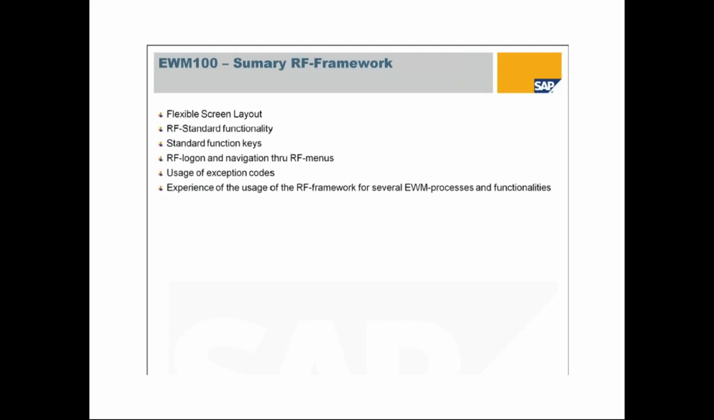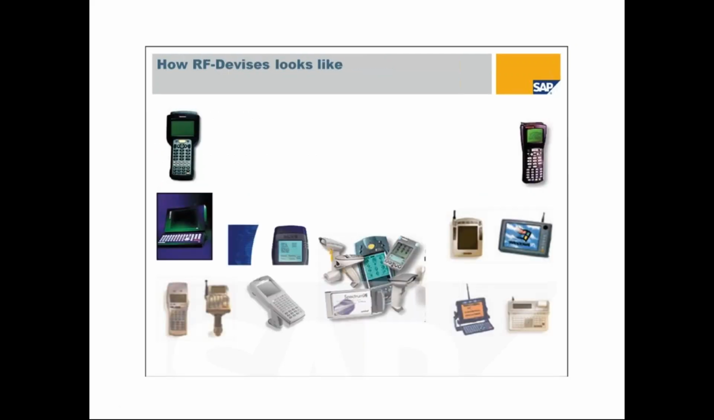Next, experience of using the RF framework for several EWM processes and functionalities. Inbuilt functionalities, a lot of things are there. They can fulfill the business requirements. This is the high level summary of the RF framework. Coming to the various sizes of RF devices, we can find handheld devices, and sometimes the scanner is also built into the device.